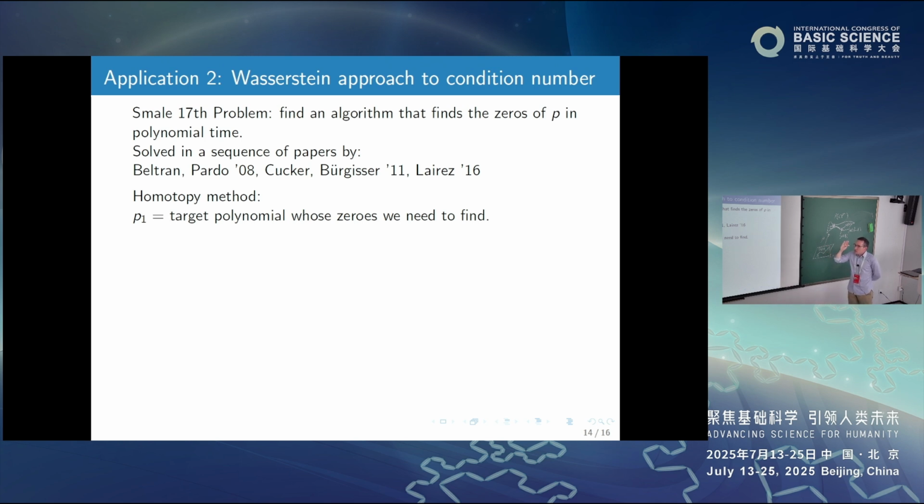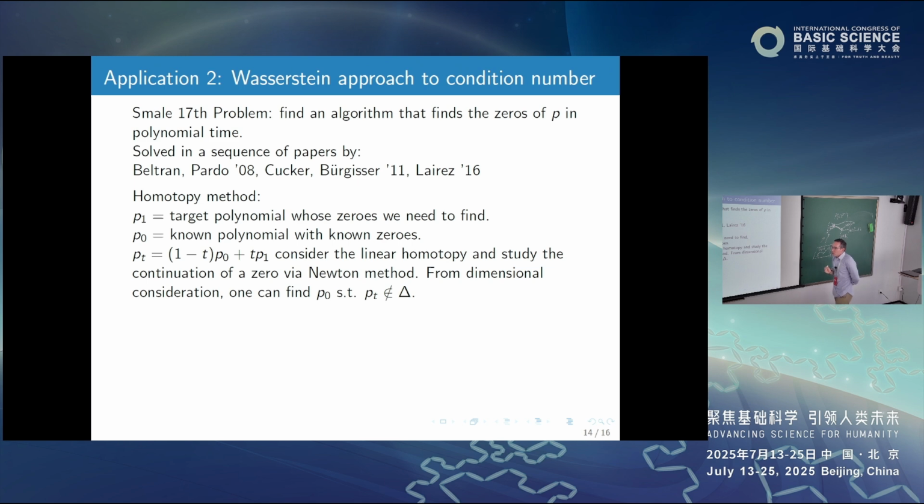So let's say that we want to solve this Smale problem for a polynomial P1, okay? P1 is a polynomial for which we want to find the zeros. You're giving me P1, I need to find the zeros of P1 via this algorithm. This homotopy method goes like this, okay? Let's say we start from P0, another polynomial, from which we know its zeros.